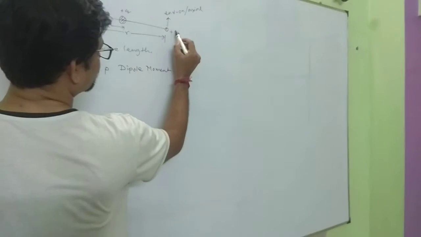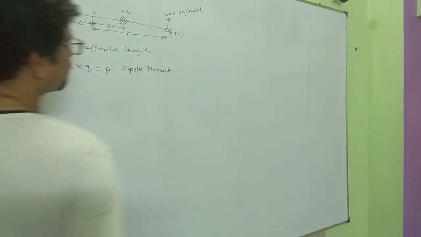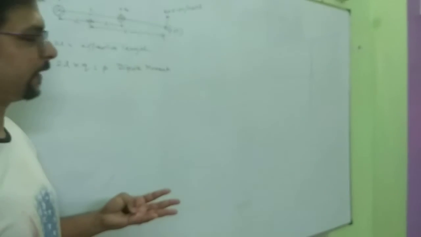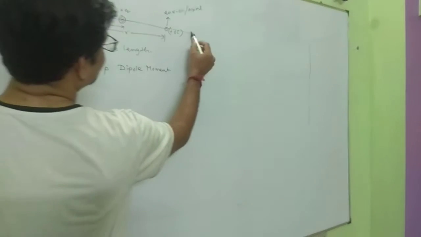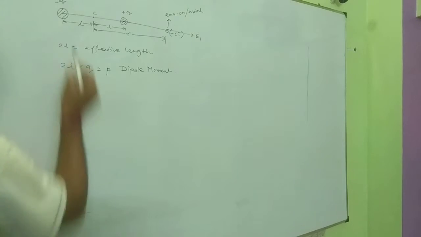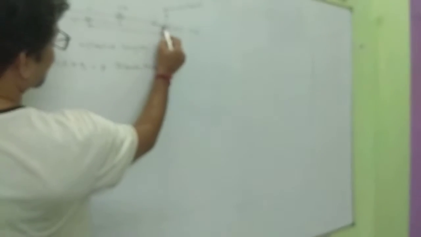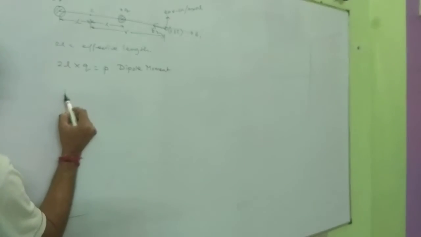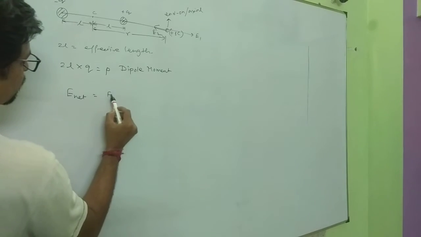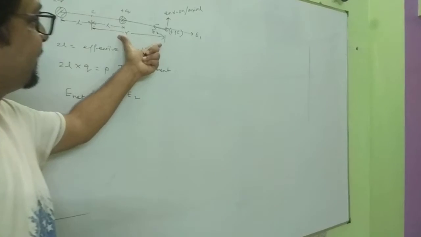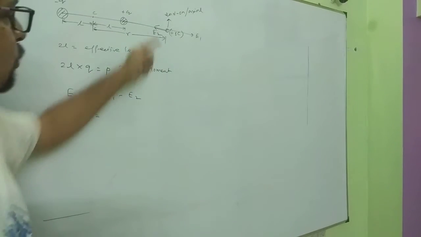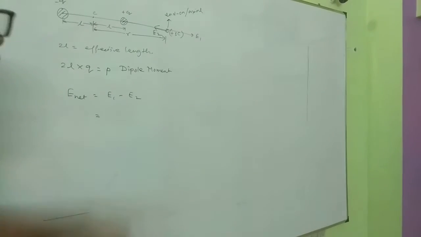First, we have to put a +1 coulomb charge, a unit positive charge. At any point, if you want to find the electric field, the definition is the force experienced by a unit charge. So this plus and this plus will repel each other with E1, and this minus and this plus will attract with E2. Therefore, the net electric field E net will be E1 minus E2. Because the distance is less, E1 is more, and this distance is more, so the force will be less, E2 will be less.